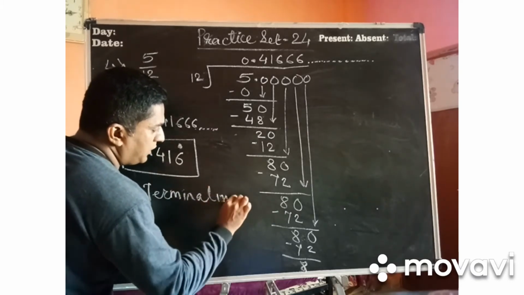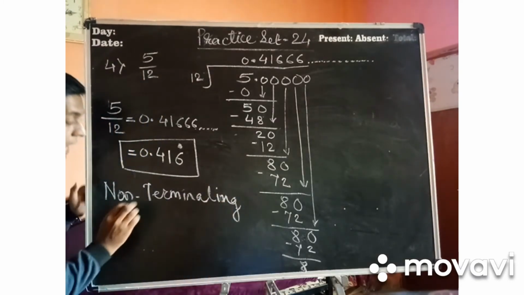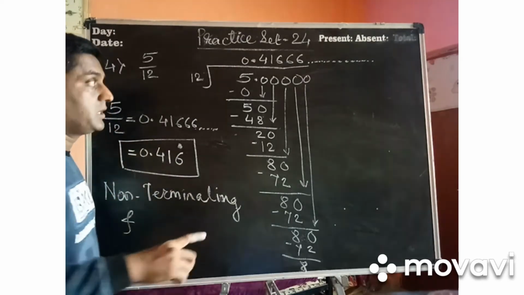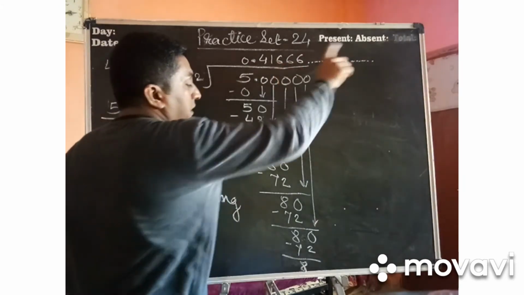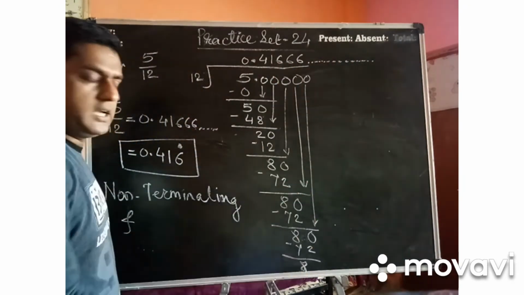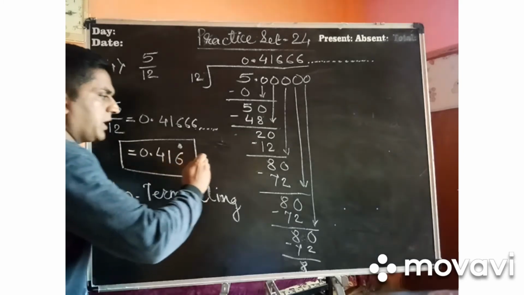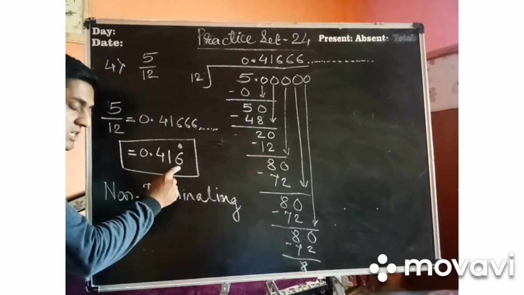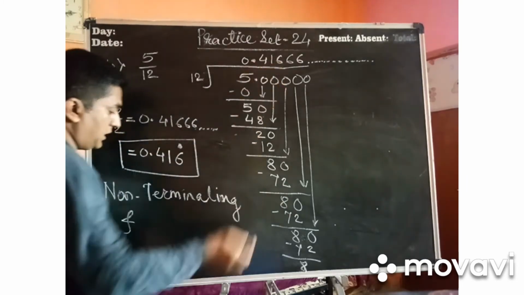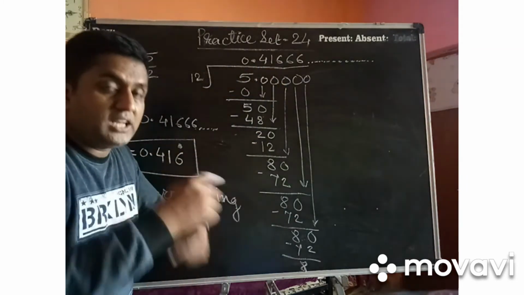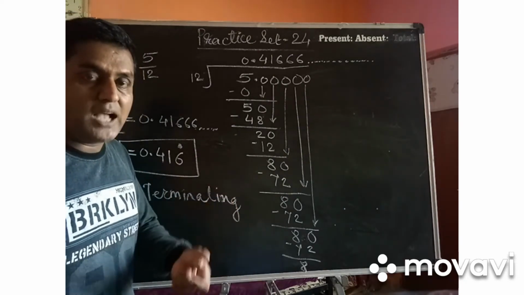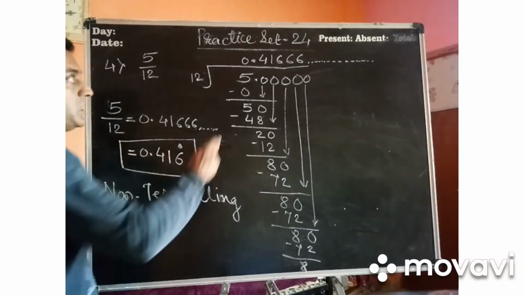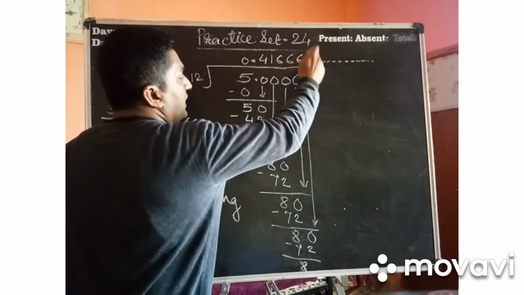Non-terminating. And one new thing I am telling you, non-terminating. Okay, everybody? But one digit is coming again. So here see, 6 will come again and again and again. So this whole answer is non-terminating. And is this 6 coming again and again? Yes, it is coming. So when any digit comes again and again, in maths the word is called recurring. To recur means to come again and again. So surely here one digit is coming again.